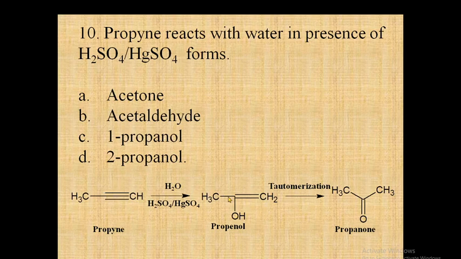So here you are getting this enol product, a propenol. The double bond and the hydroxyl group, the alcoholic group, are present in one and the same molecule. OH is directly attached to the carbon-carbon double bond. Therefore, it's an enol. And this enol then tautomerizes to the carbonyl compound. So there is a formation of propanone, or acetone. So the product is acetone. Hence, the answer is A.